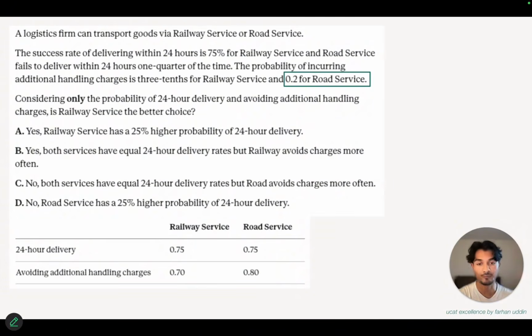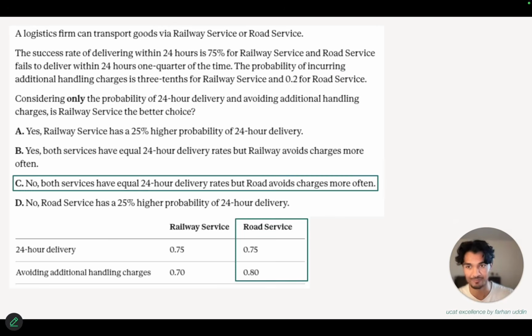So the reason I basically like having everything in success rate and not failure rate is because you're basically just looking for the bigger number in this case. And here is the bigger number, so road service is better. So no, both services have equal 24-hour delivery rates, but road avoids charges more often is the answer to this question. So hopefully the TFS method helps you.